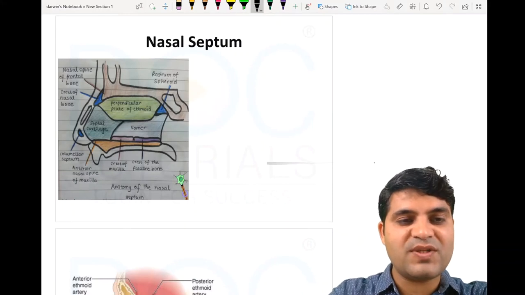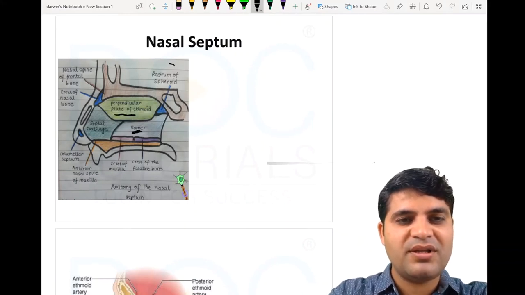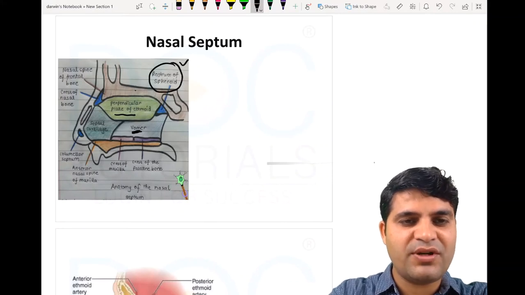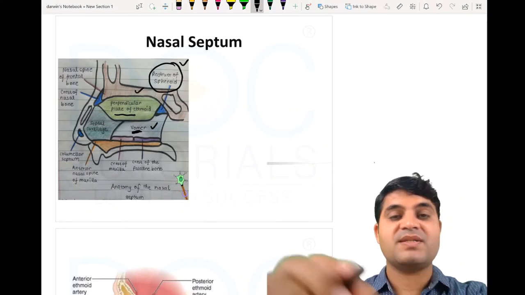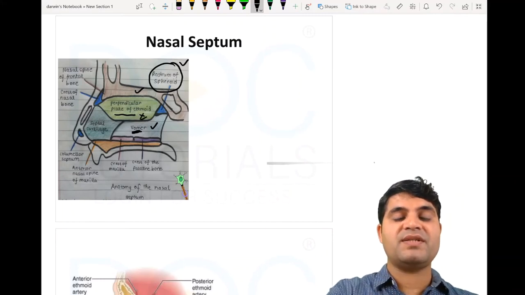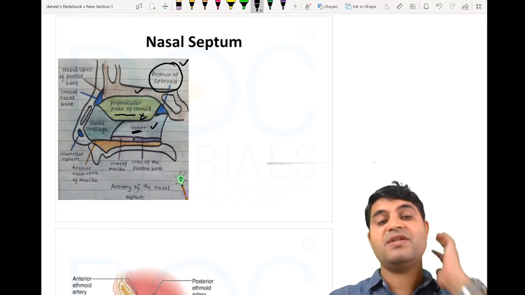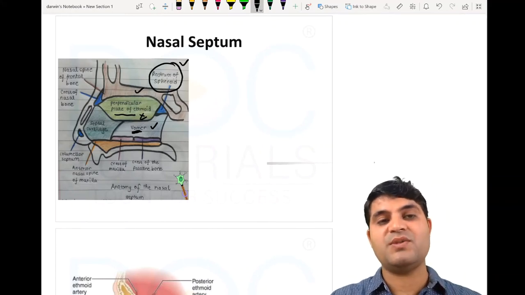Just to revise, this is the perpendicular plate of ethmoid. This is vomer. This is rostrum of sphenoid. 1, 2, 3. Somebody can give you this picture and write X here. What is X? Clear? So these bones, these portions, are again important.